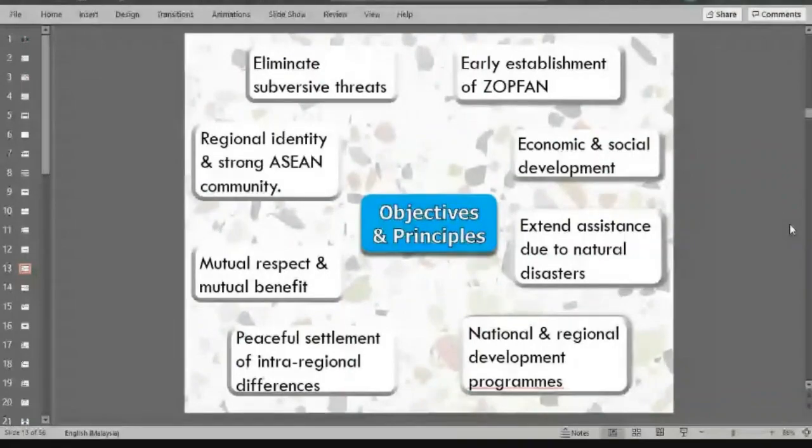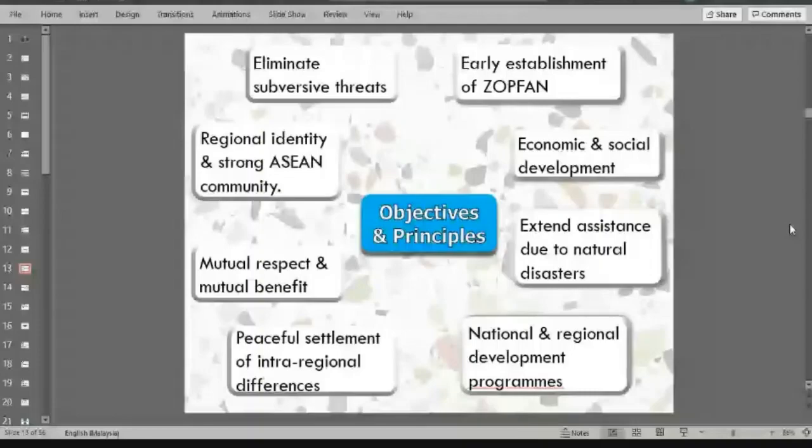Right, and then it discussed the ZOPFAN. So we already discussed that just now. Okay, to quickly apply the concepts of ZOPFAN in the region. Economic and social development, and again, like was mentioned in Chapter 3, ASEAN is more or less applying the neo-functional approach with the spillover effect.